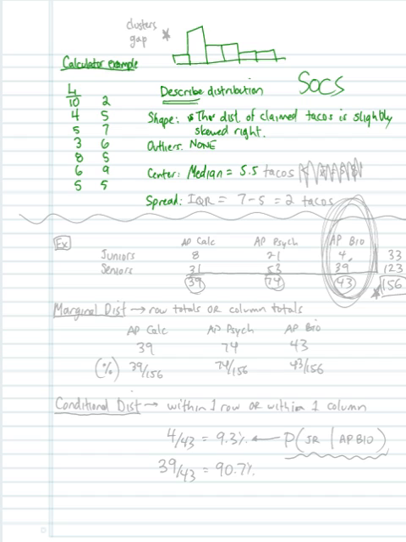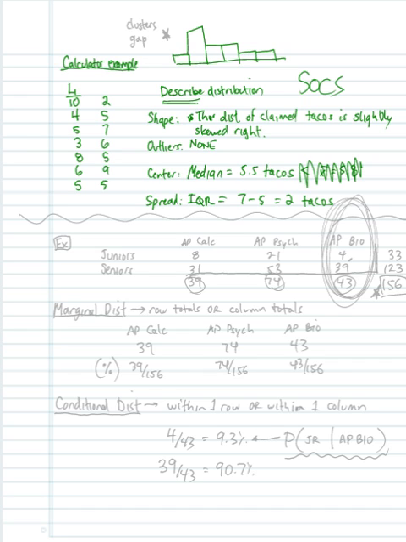The classes that we have here are AP Calc, AP Psych, and AP Bio. So we are definitely looking for the column totals here, column totals and not the row totals. So we've got 39, 74, and 43. Now there will be times when they ask you for the marginal distribution as a percent, in which case you're going to have to take each one of those numbers and divide by the grand total. So if I took 39 out of 156, 74 out of 156, and 43 out of 156, that would give me my marginal distribution in percent. Pretty straightforward on the marginal distribution.